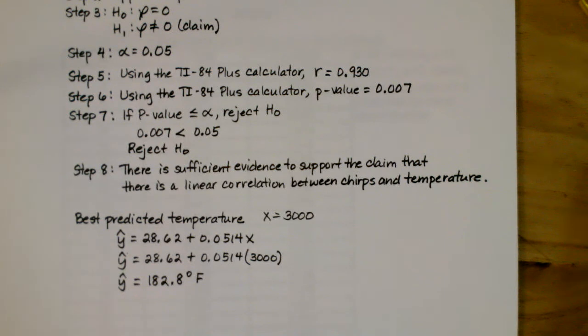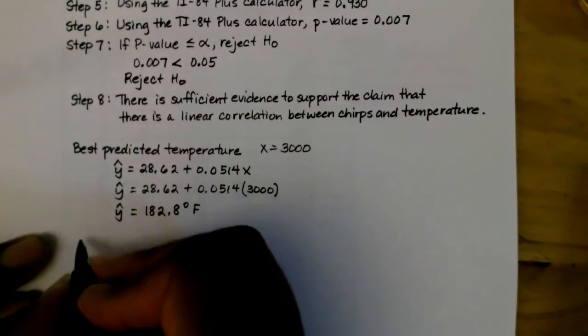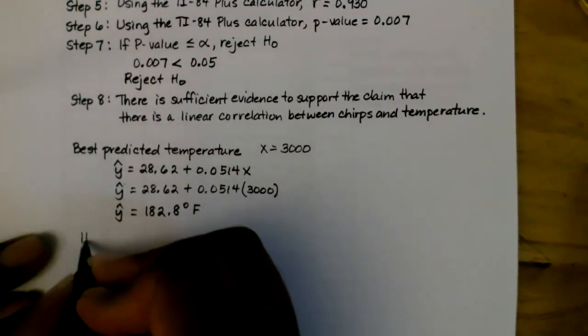Oh, there's something wrong with that problem. With that best predicted value, 182 degrees, that is unrealistically high. I don't know of any temperature in this world or in this country or anywhere where the temperature is 182.8 degrees Fahrenheit. Okay. So to answer that question, it is unrealistically high.